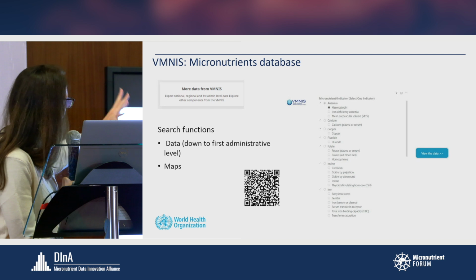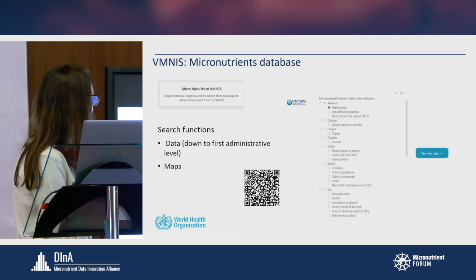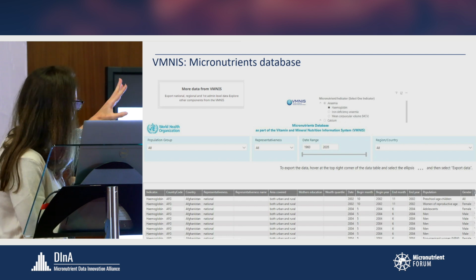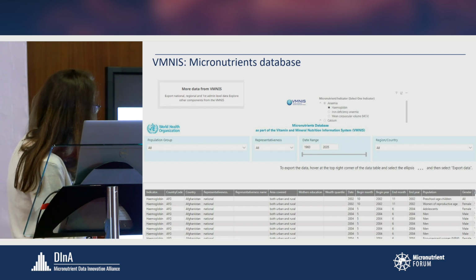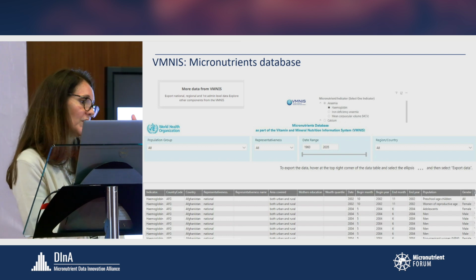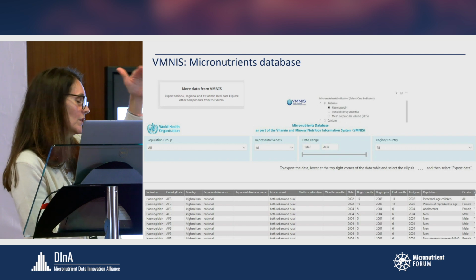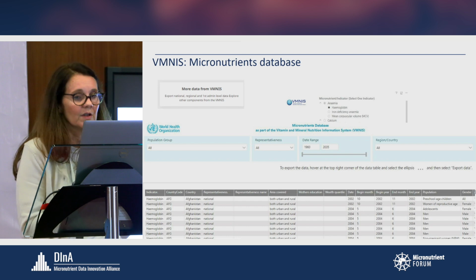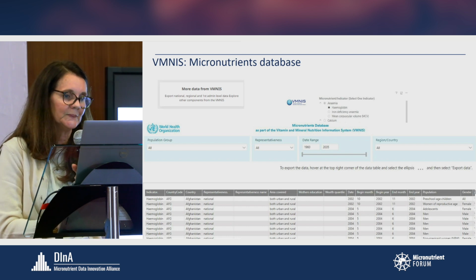So you have the same sort of series of filters where you can choose your nutrient of interest. You see all the data that is available for that nutrient. You can choose your population group, what representativeness, so if you want local or if you want the first admin level, regional or national. You can choose the date range and the region or the country as well, so it's very customizable.